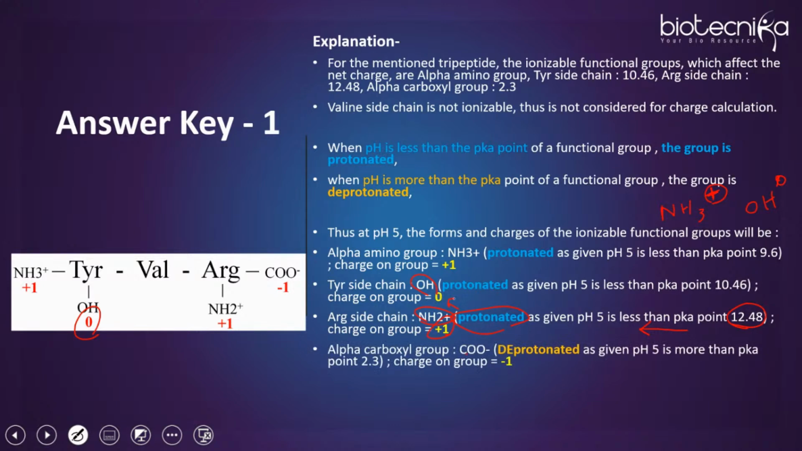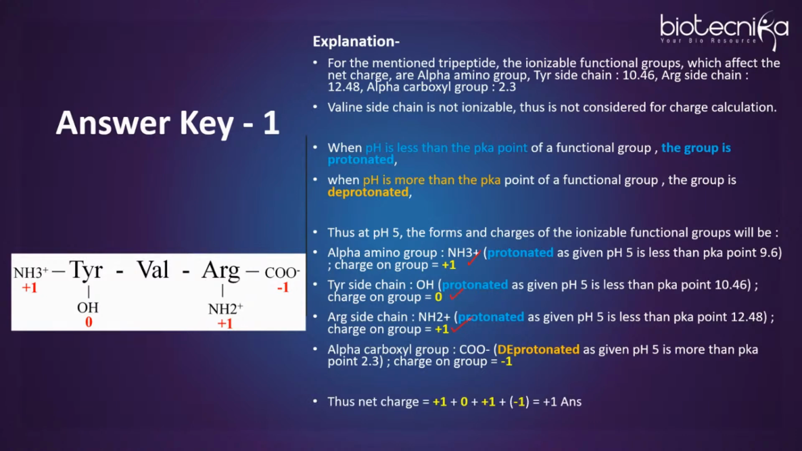Fine. The alpha carboxyl group will be COO-. Since the pK value is 2.3 and we are taking pH 5, the pH is more than the pK point, so the group will be deprotonated. The carboxyl group will be deprotonated and it will have a charge of minus 1, because the deprotonated carboxyl group is in the form of COO-, right? So total charges: if you take plus 1, 0, plus 1 and minus 1, the total charge you will get is plus 1. So that's why the answer is plus 1, option 1.